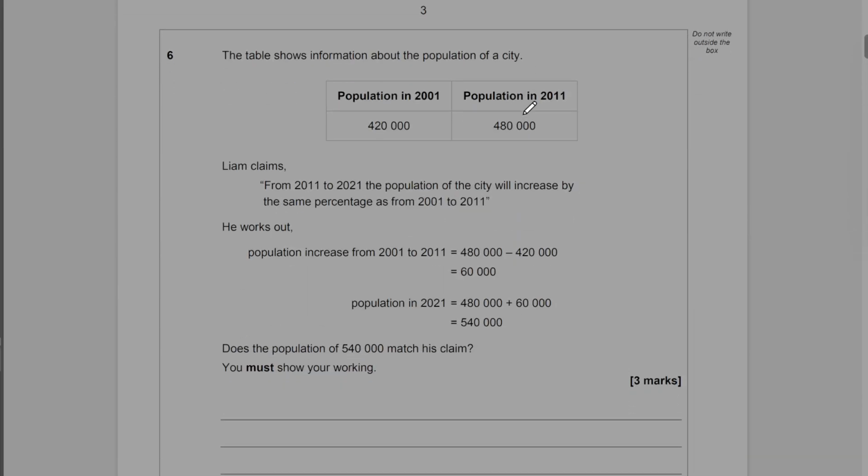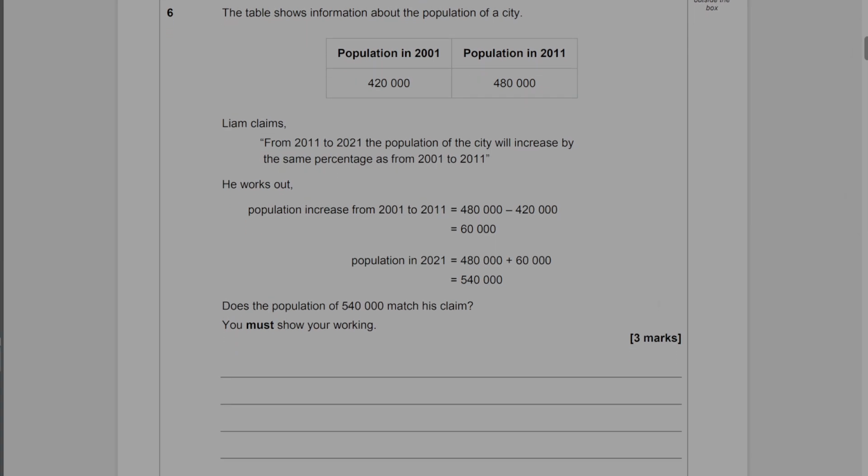Okay, question 6. The table shows information about the population of a city, and we've got population in 2001 and 2011, so 10 years later. Liam claims from 2011 to 2021, the population of the city will increase by the same percentage as in 2001 to 2011. Okay, he works out the population increase from 2001 to 2011 is those figures subtracted, so 60,000. So the population in 2021 is going to be 480,000 plus 60,000, which is equal to 540,000. Does the population match this claim?